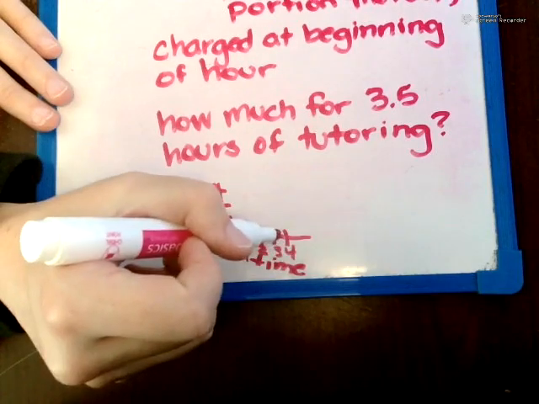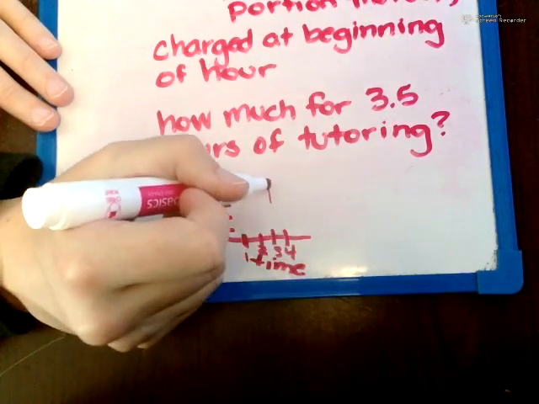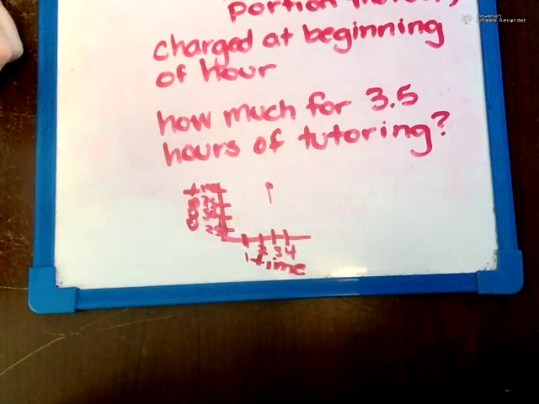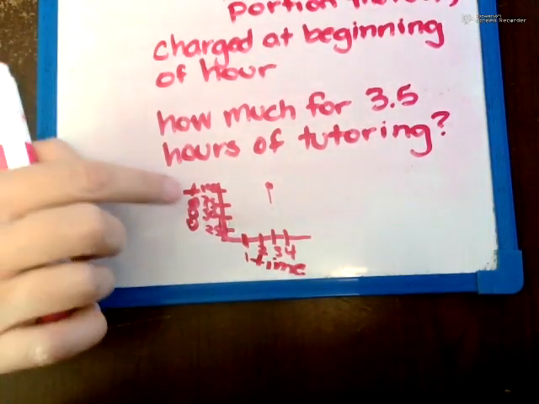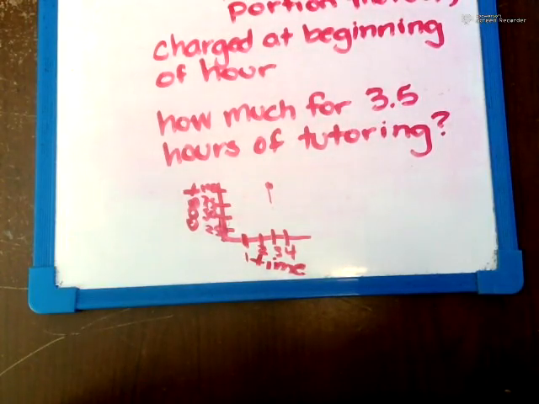So at 3.5 hours, they're going to charge $100 because they don't do halfway in between the hours. They're paying for 4 hours even though they're only using 3.5. Does that make sense?